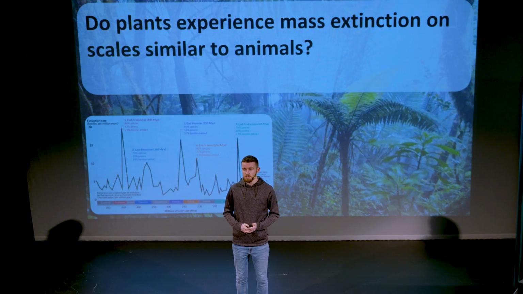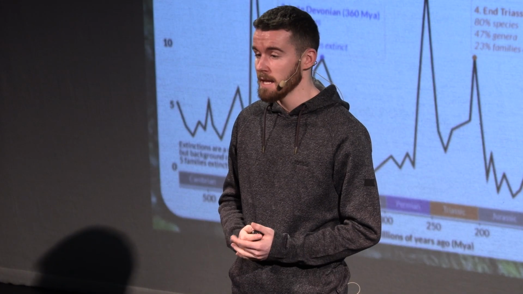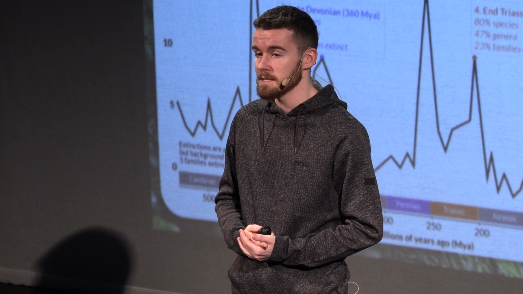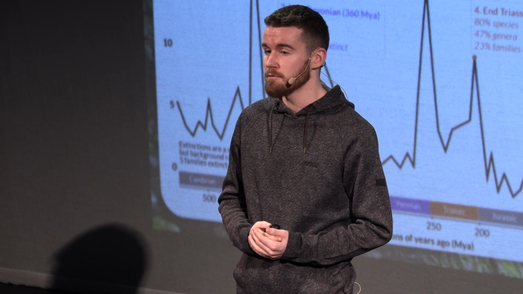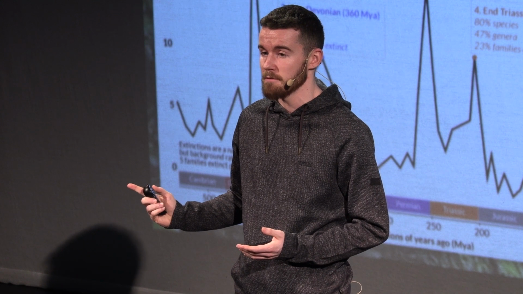So although plants certainly react to major environmental upheavals in the fossil record, they don't appear to suffer mass extinctions on the same scale as animals. On the graph behind me, you can see 5 peaks, and these correspond to the 5 major mass extinctions in the animal kingdom. However, plants, as I said, don't appear to go extinct on the same scale. However, we do see shifts in leaf traits across these mass extinction events.